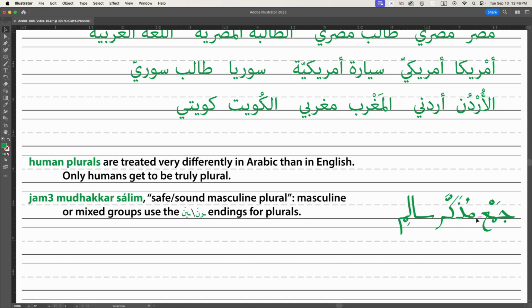We have what's called jam' mudhakkar salim. So we've seen the word jam' for plural before, a little bit of a mouthful for a non-native speaker to learn to say, from the jim, mim, ayn root for to gather.